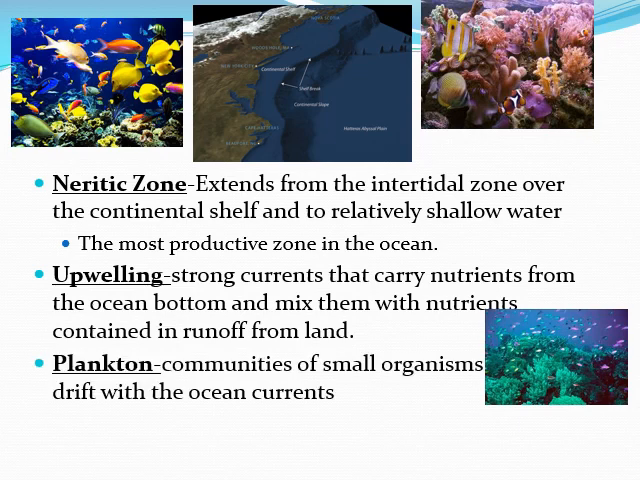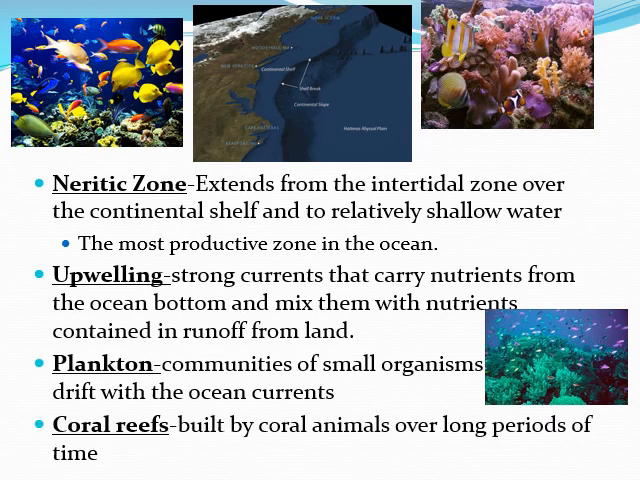Plankton exists a lot in this area, so small organisms that exist and drift on ocean currents. A lot of them are photosynthetic, so they'll use the sunlight to make food for themselves, and then smaller fish will eat the plankton to start the food web in the ocean. So plankton play a really important part of the neritic zone.